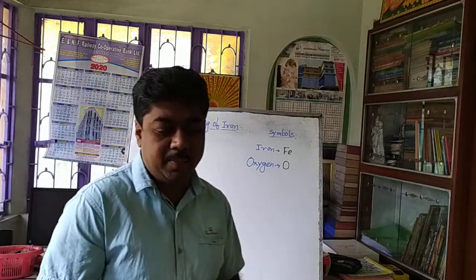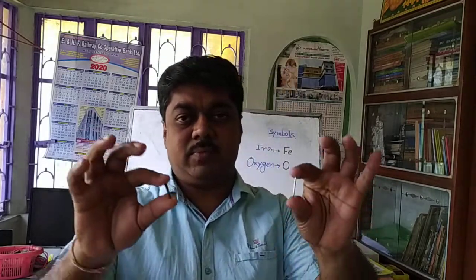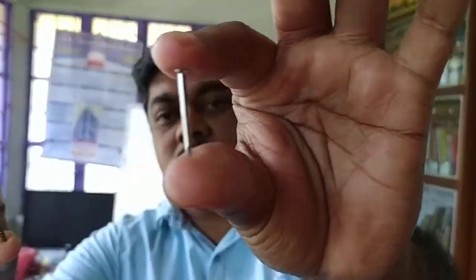Here I have taken two iron nails in my two hands, in between my fingers. You can see one is quite shining and one is rusted. That means a reddish brown layer appeared on this iron nail. So it's quite new, but it is old. So let me show you what is the difference.